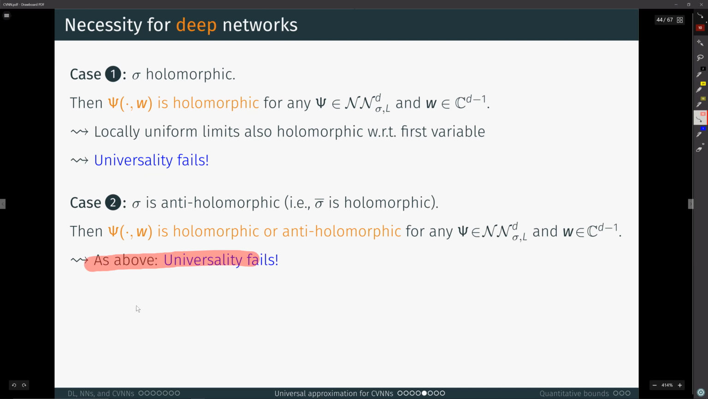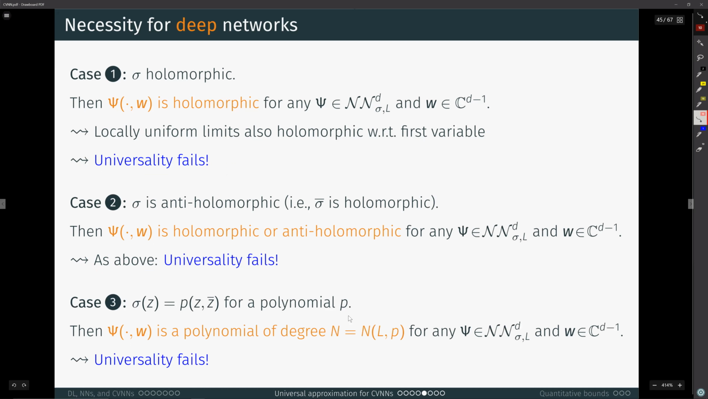And the last property is if you have a polynomial, okay, then the full network will be a polynomial where the degree only depends on the depth of the network and this polynomial P. And with polynomials of degree up to 10,000, you can also not approximate everything. Okay, so this shows necessity. So now the remaining question is, how do you prove sufficiency?